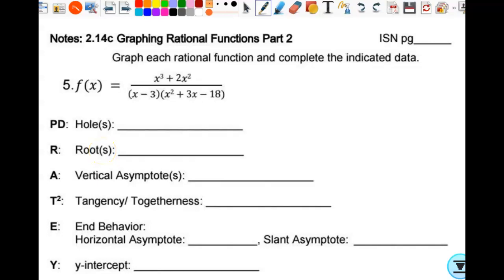All right, more graphing the rationals. This is going on page 59 when we're done. All right, so we're going to get some other unique looking graphs in here today.